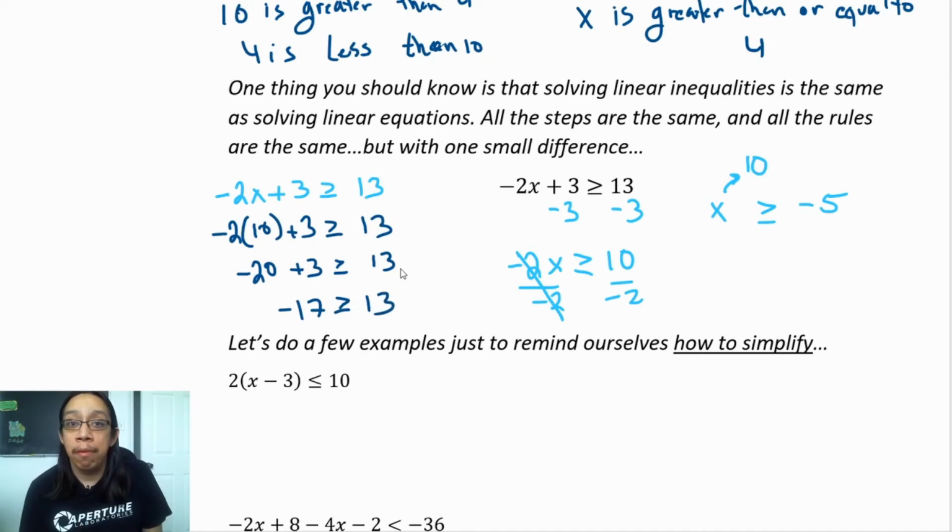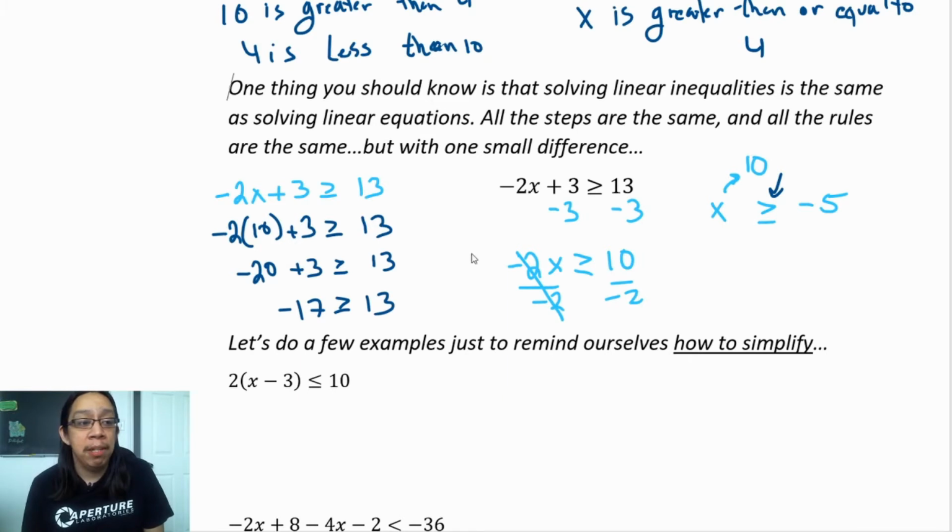This is where the problem occurs. -17 is not greater than 13 by any means. Nowhere close. So what exactly happened? We did all the work, right? Why doesn't the answer that we chose actually work out in this problem? The reason is we did not flip the inequality. By flipping the inequality, we're setting ourselves up for success in giving us an answer that works for this particular set of problems.